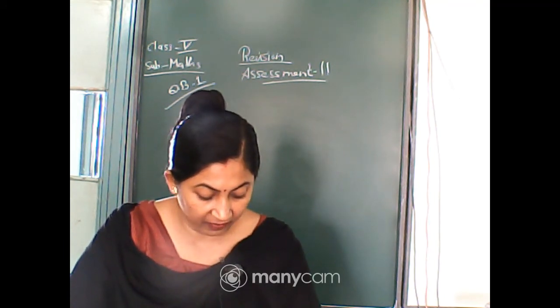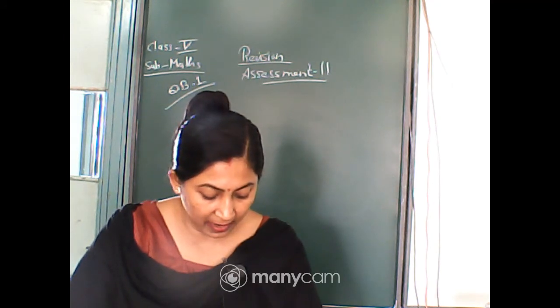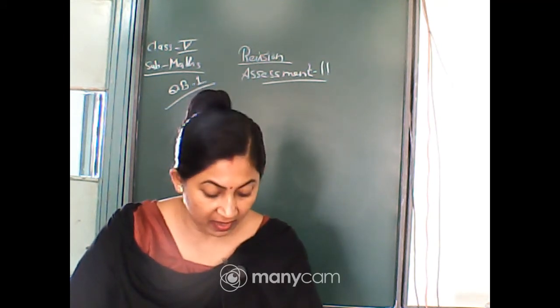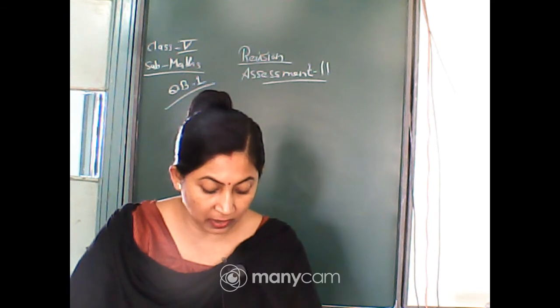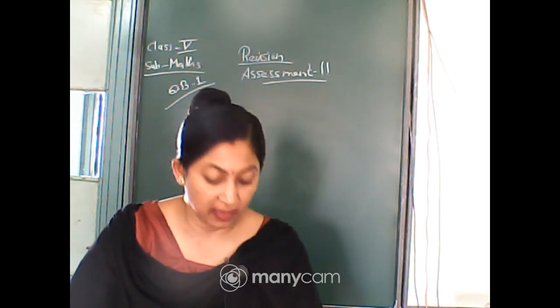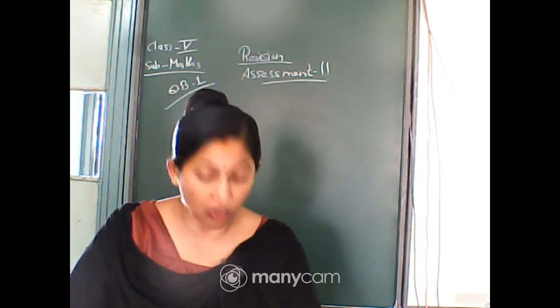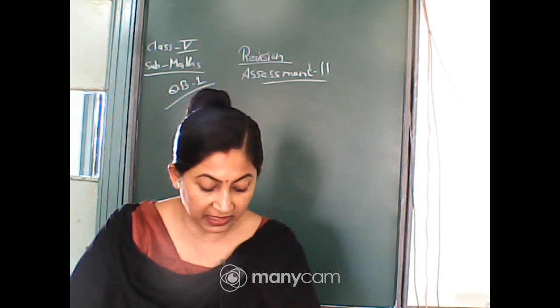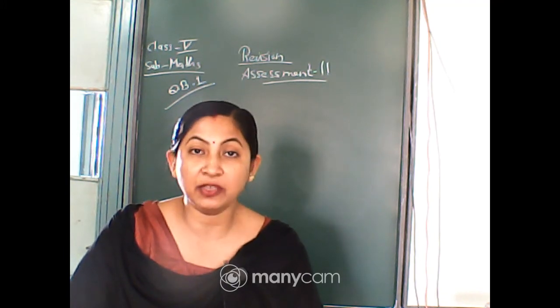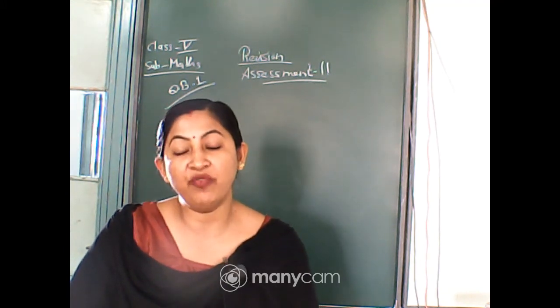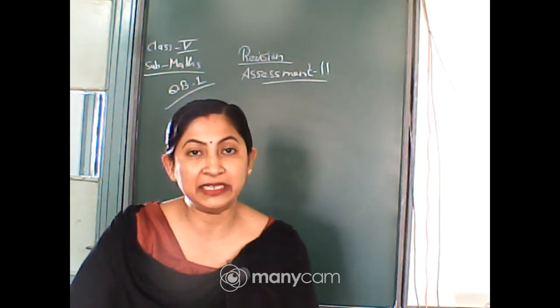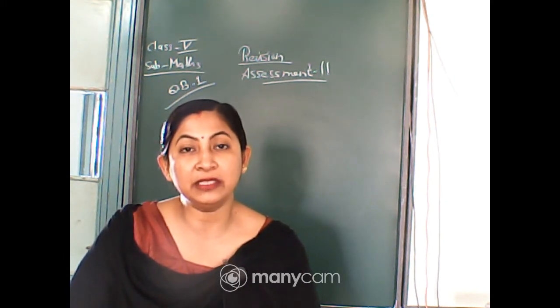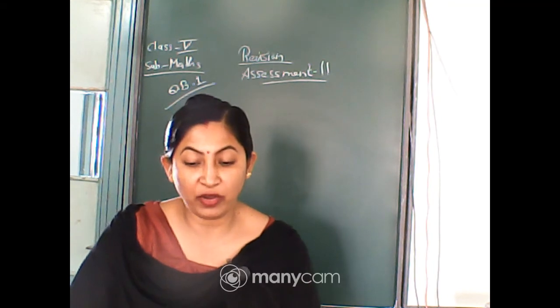Question number 12. One egg has a mass of about 65 gram. What is the mass of 2 dozen eggs? That means the mass or the weight of one egg is given, 65 gram. You have to find the mass of 2 dozen. Now, in 1 dozen we have 12 eggs, isn't it? So, for 2 dozen means 2 into 12, that is 24 eggs.